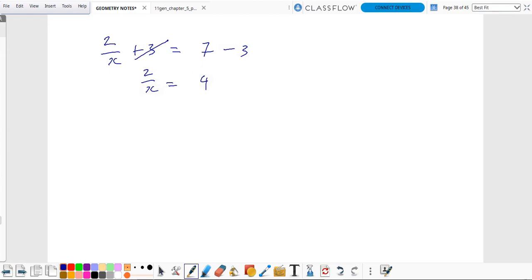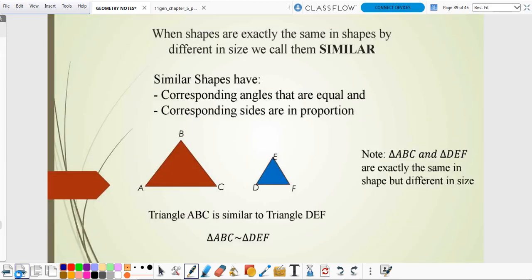Now what do we do? Just swap the x and the 4. So you swap these two, so you get 2 over 4 equals x. And so x equals a half. Simple and perfect. Right, so that's maybe another form of it you might come across. But if it comes up, I'll go through it again with you guys. All right, let's go to the next page.